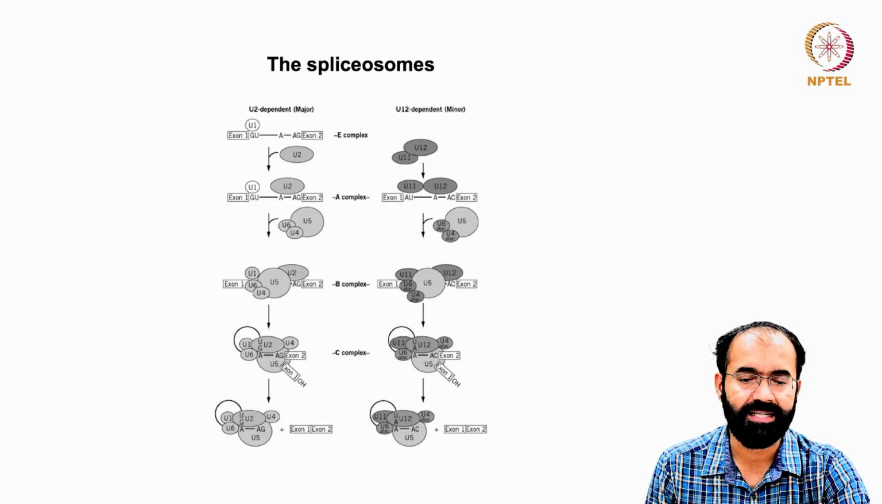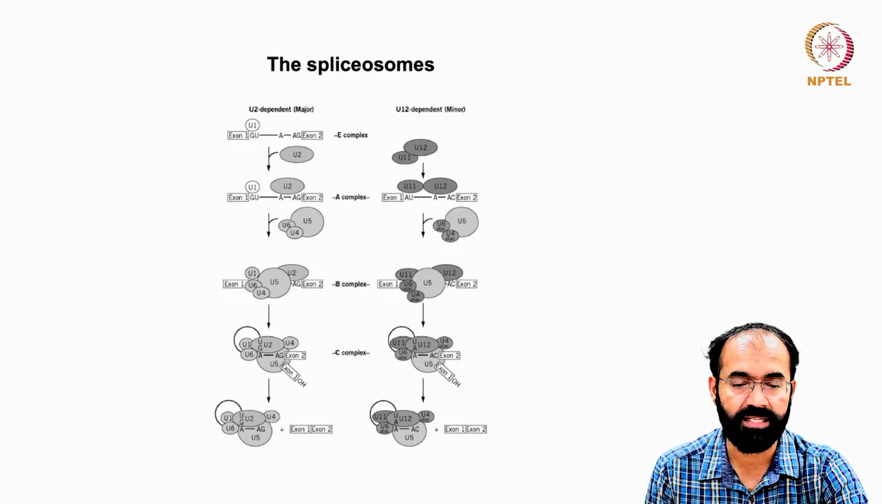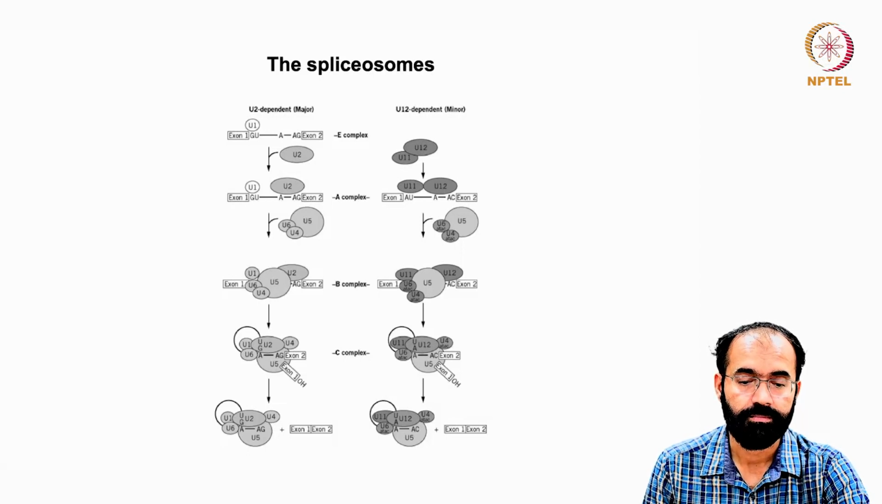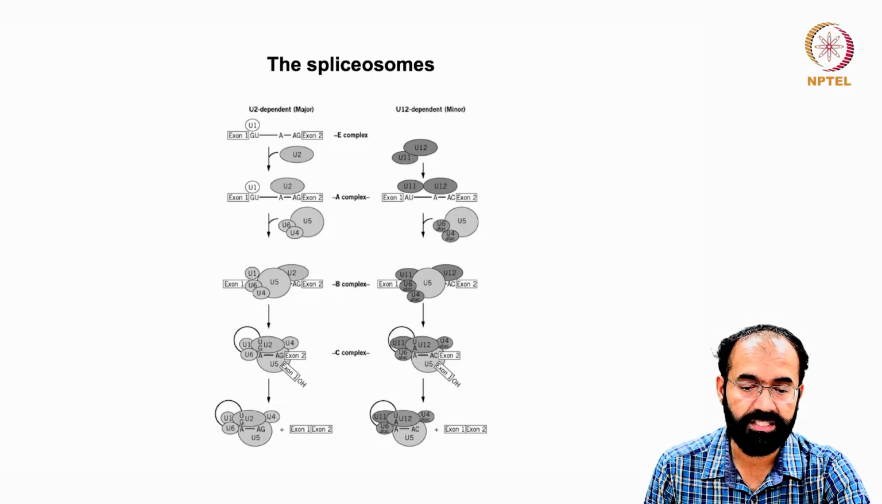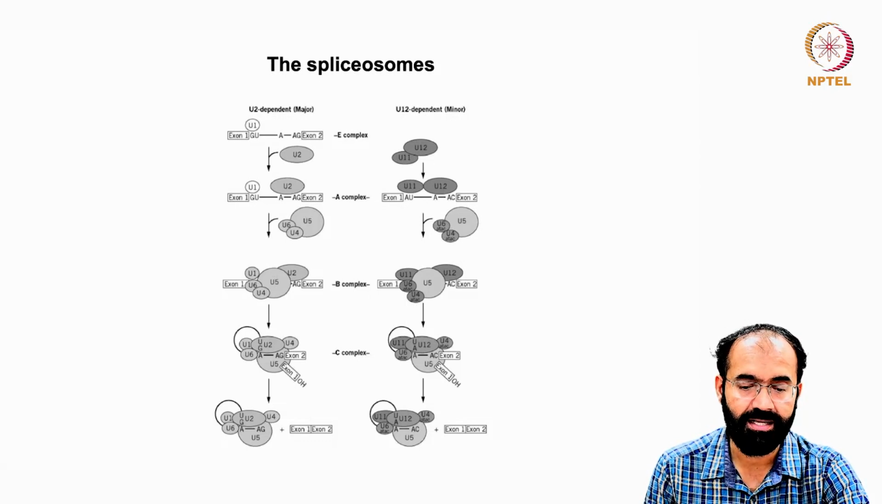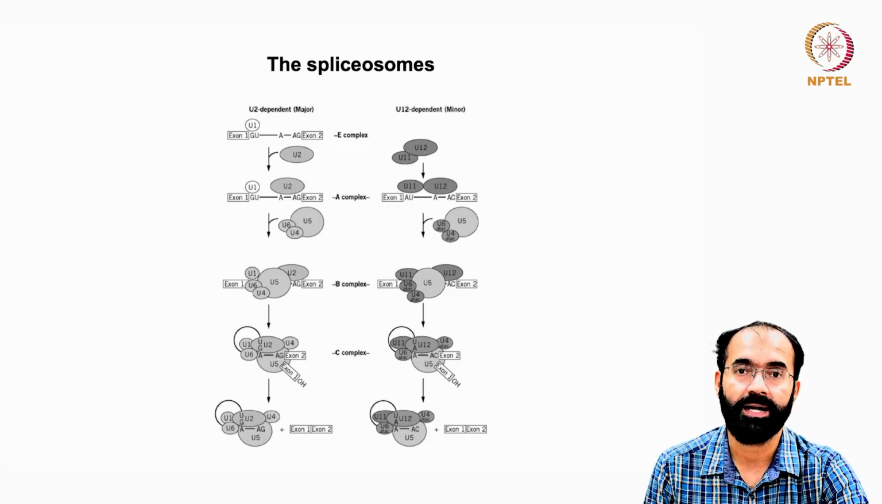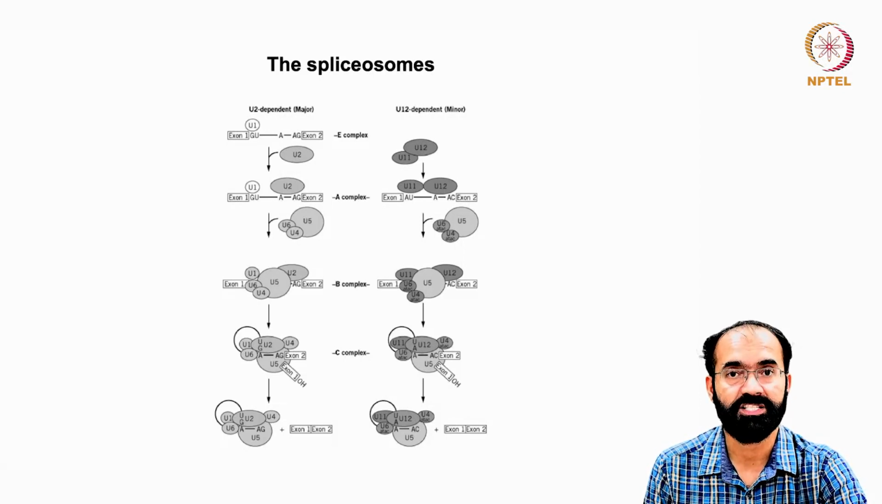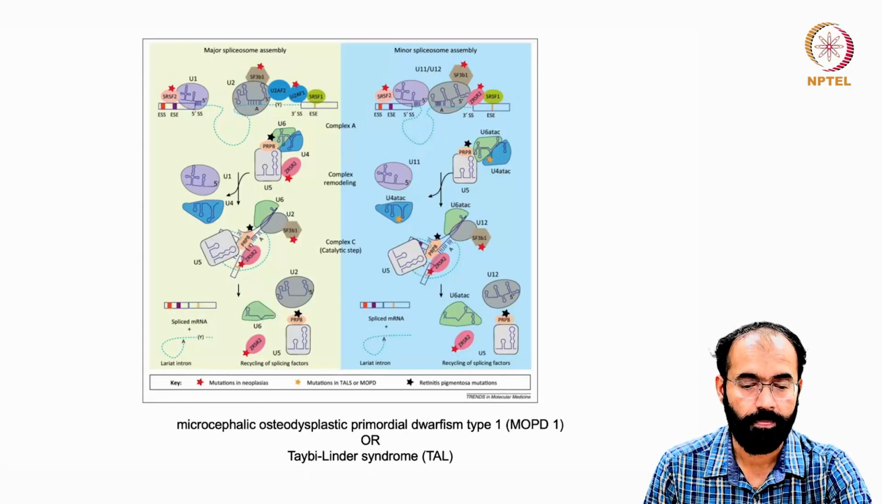And in U12 dependent, U11 and U12 come together and occupy the 5' splice site and the branch point respectively. Then you have this complex formation made of U6, U5 and U4, as happened in the case of the U2 complex, that is the major spliceosome complex. They come and join, and the rest happens more or less in a similar fashion, and you end up getting exon 1 and exon 2 fused together. So this is how the major and minor spliceosomes differ, or how they interact.